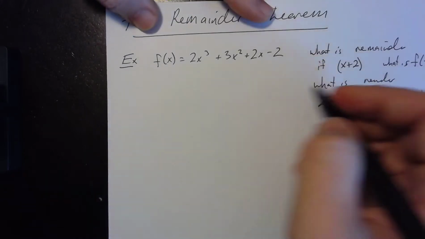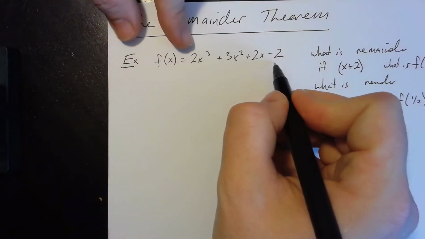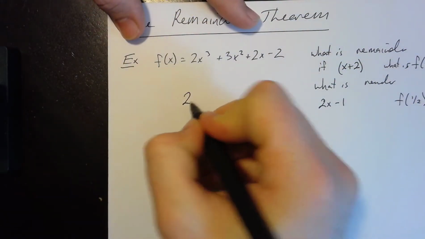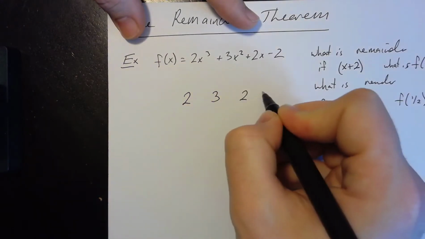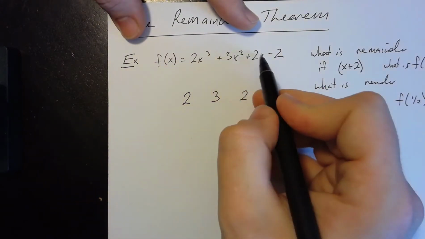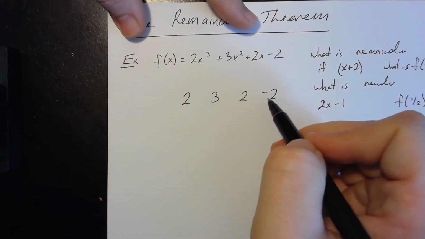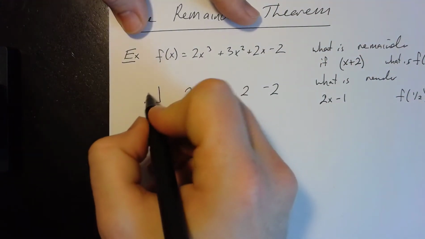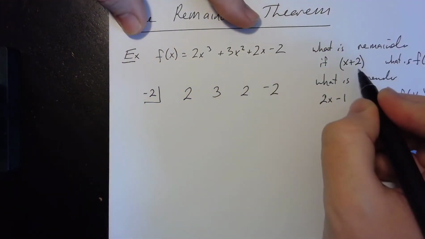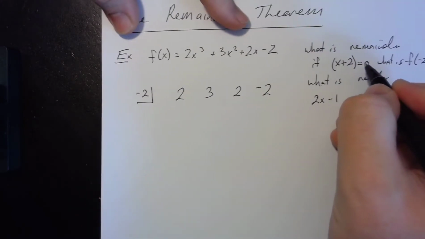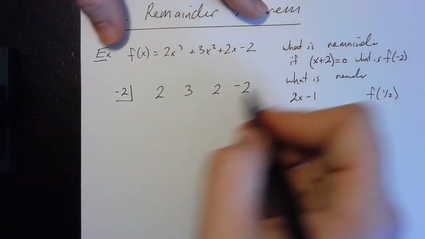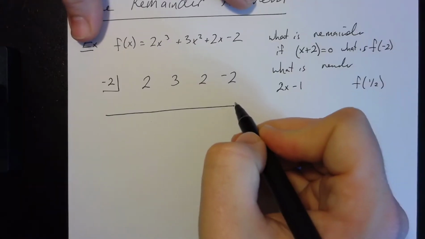So very cleanly and very carefully, I'm going to go ahead and rewrite this so that I can use synthetic division on it. 2, 3, 2, negative 2, checking x power 3, 2, 1, and 0. So that means I don't need to have any zeros in here. In here, I'm going to write my negative 2. That's my first factor. Again, setting this equal to 0 and solving provides me x equals negative 2. And then I'm going to draw my line.